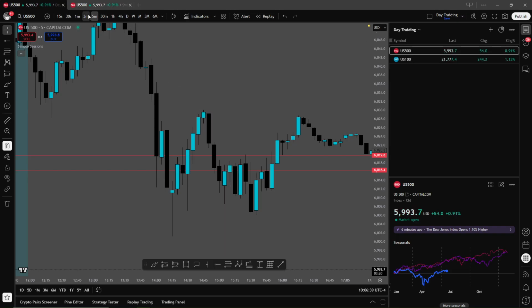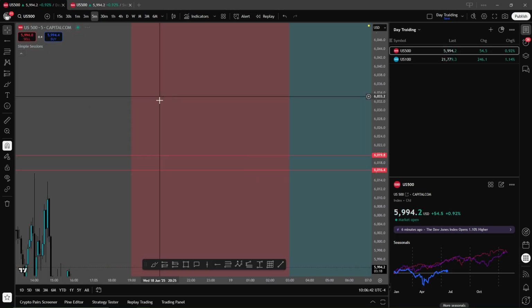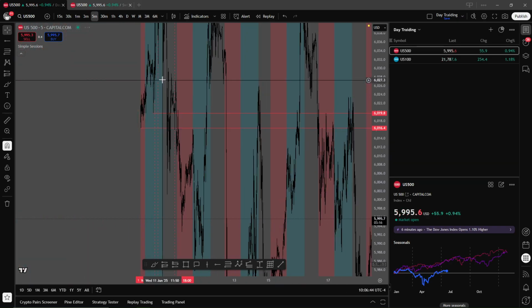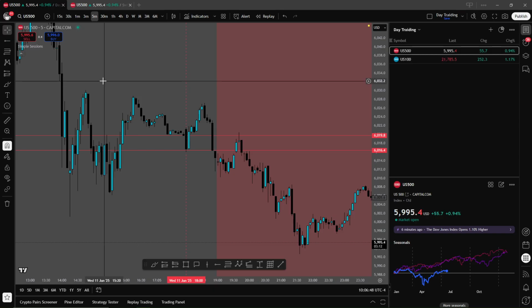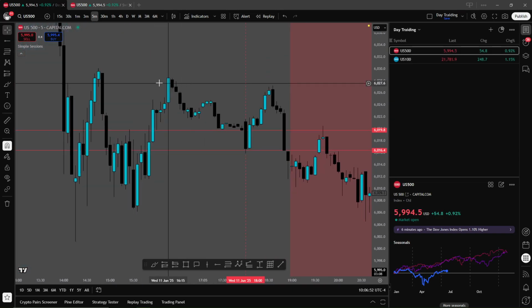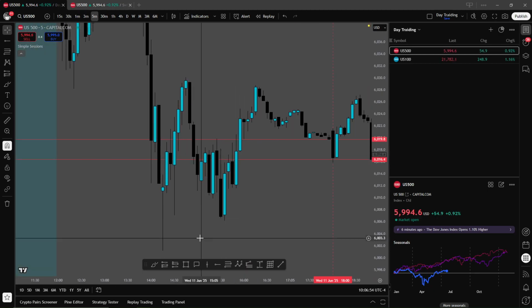Oh, I messed up. Just enter off the fair value gap. Also very important is we need to enter off a 5 minute fair value gap. Only 5 minute breaks of structure count. So here we get a 5 minute break of structure, then this is a trade I would have taken.